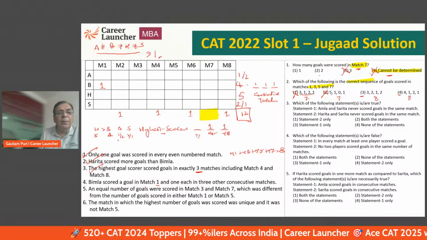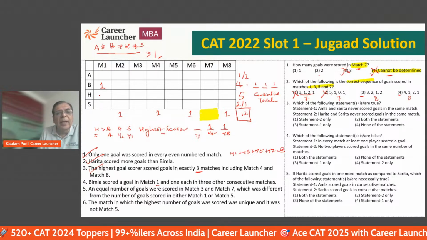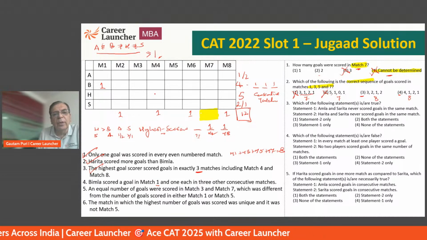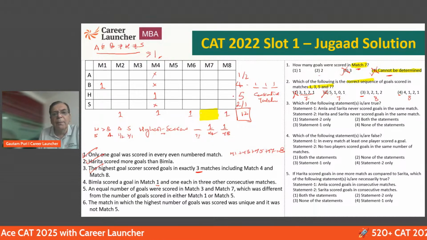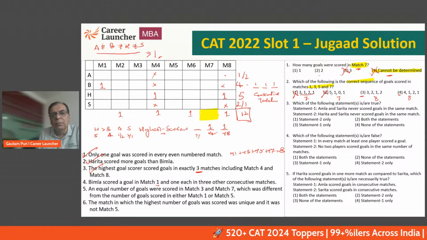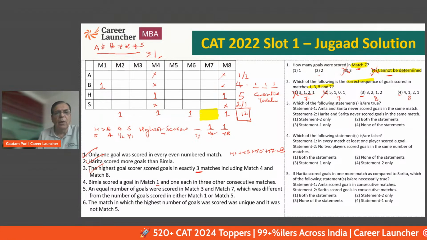Now that means Harita is the highest scorer. That means Harita has scored in match 4 and match 8. Harita has scored in match 4, and since only 1 goal is scored, no one else is possible. Match 8 again Harita has scored, and since only 1 goal is scored.